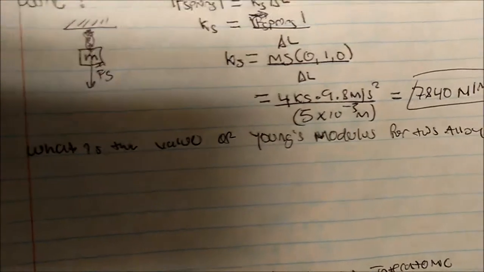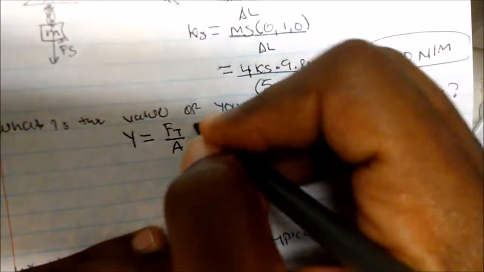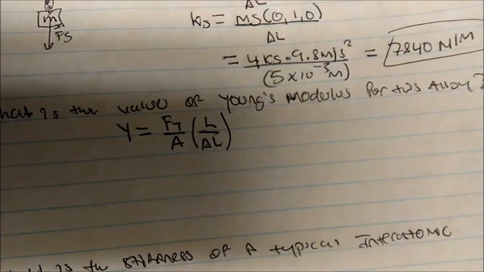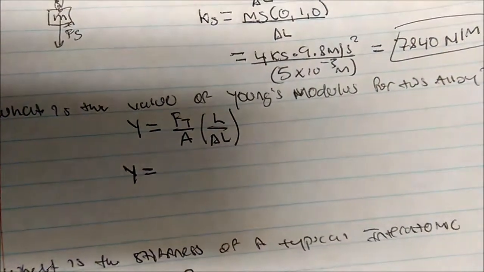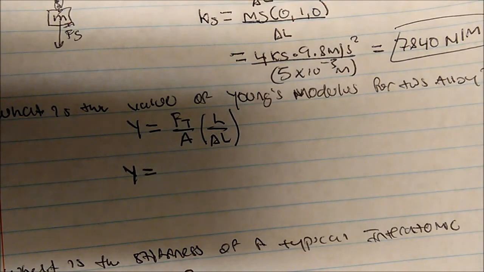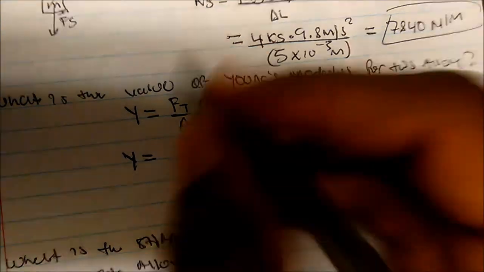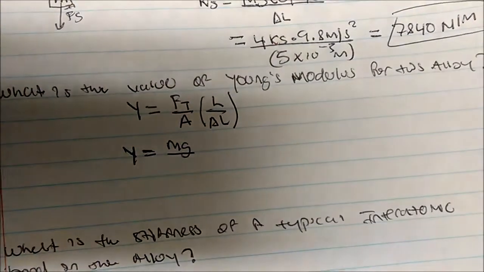Now, what is the value of the Young's modulus for this alloy? Well, we just talked about it. The Young's modulus is equal to the force of tension divided by the cross-sectional area, times the original length divided by the stretch. The force of tension is opposite gravity, so it is equal to the spring force, which is just mg.